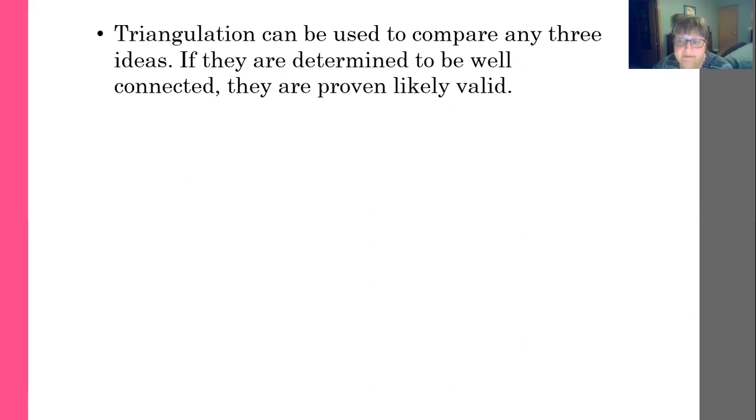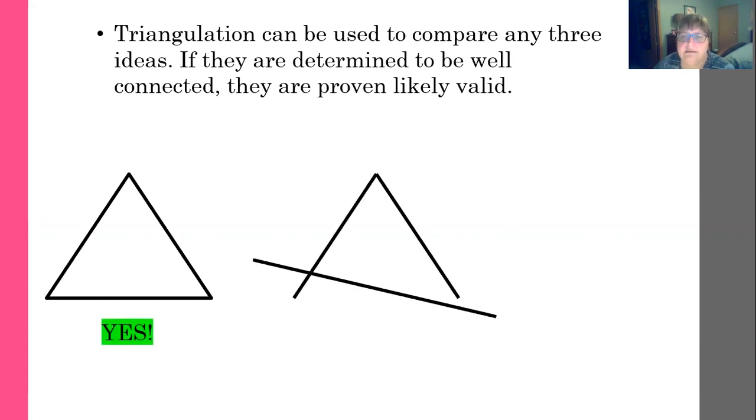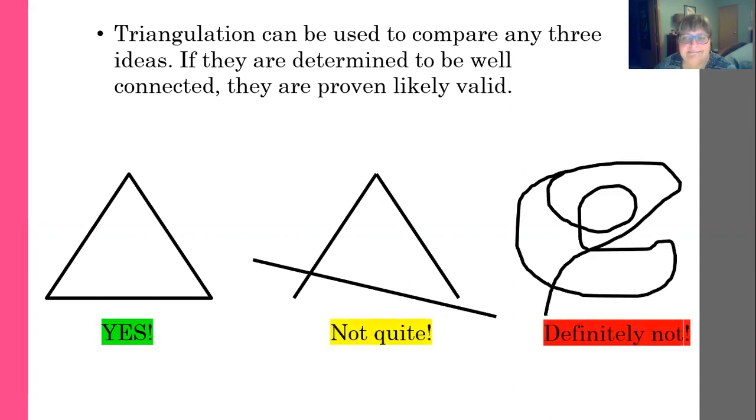And if they're going to be valid, they do need to be determined to be well connected. So for instance, a triangle, yes, that has 3 points connected. That one, not quite. There is some connection, but not a whole lot. And then finally, yeah, definitely not.